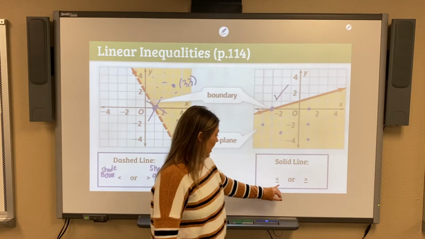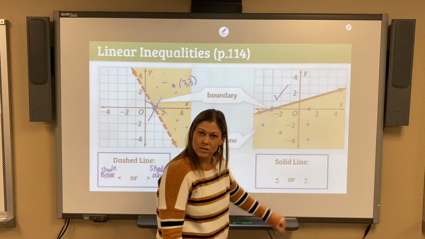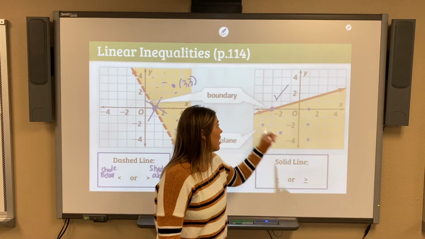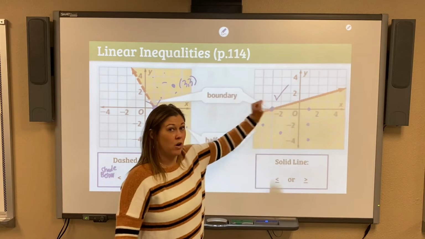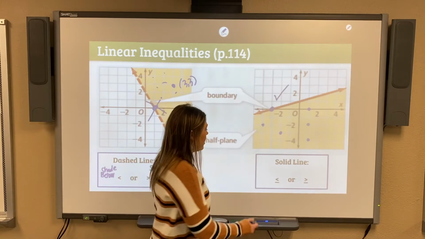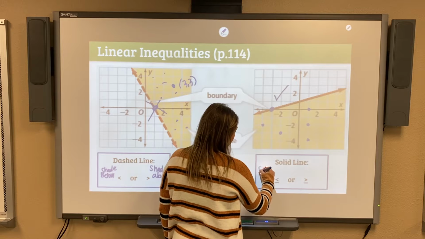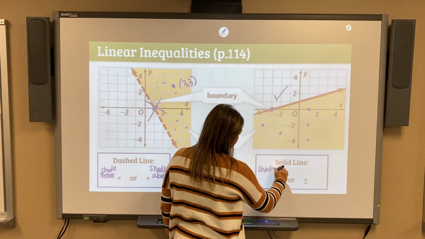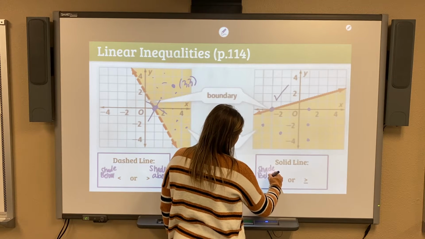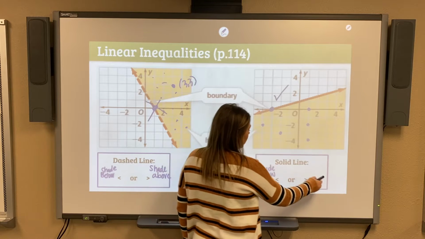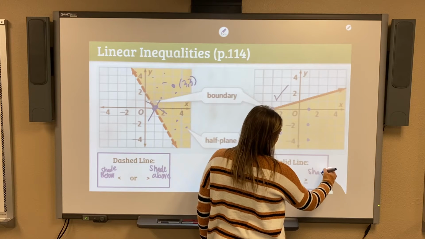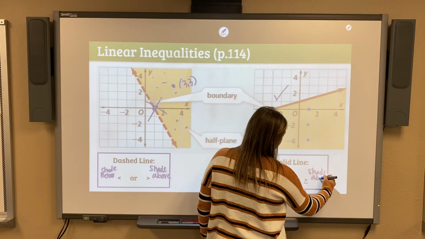If it has a line under it, which is like half of an equal sign, that means it's a solid line. That means all of the points that are on that line are also included. Same with this: if it's a less than or equal to, it's shaded below. And if it's a greater than or equal to, we shade above.